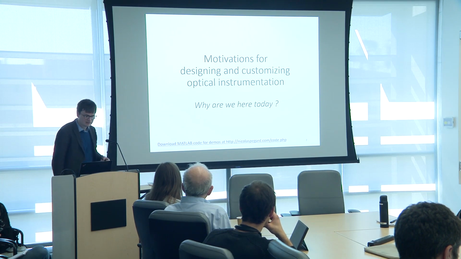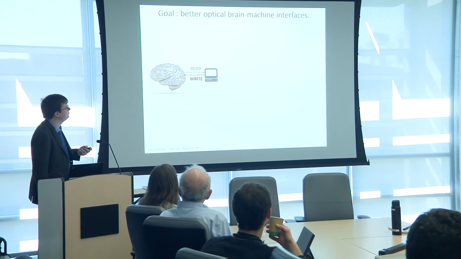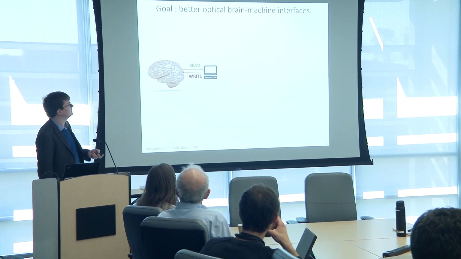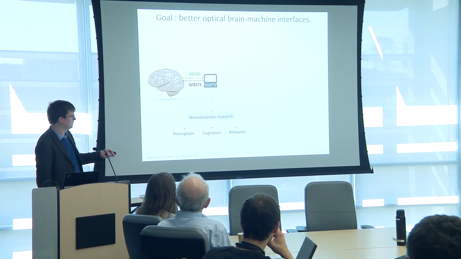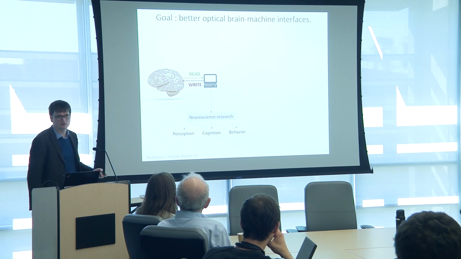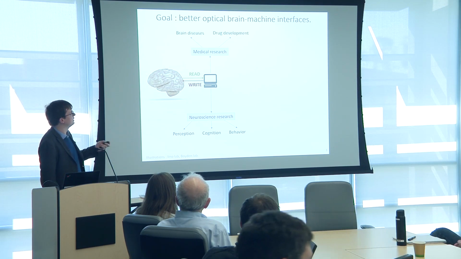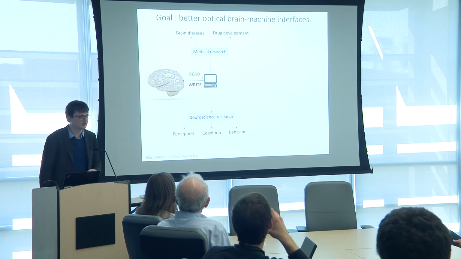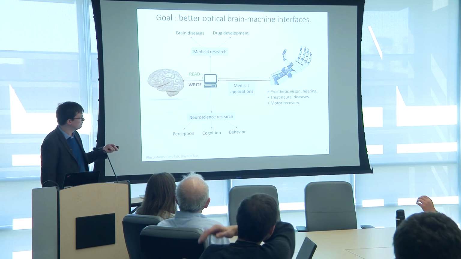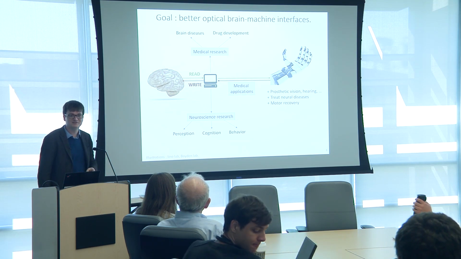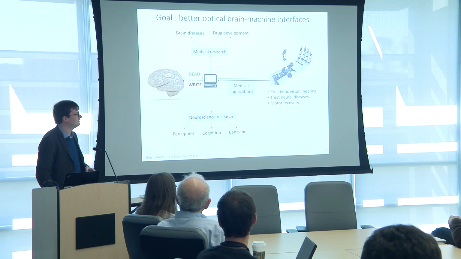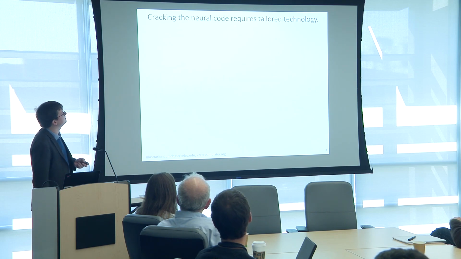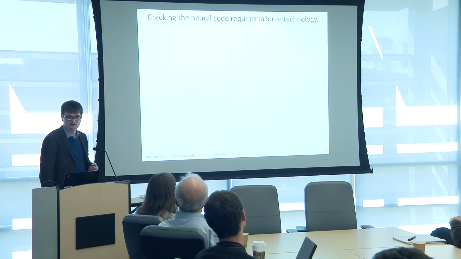I'll show some results. So why are we here today is to build better optical brain-machine interfaces. And the idea is that we would like a device that can read and write into the brain. It's important for our line of work, neuroscience research, to understand how the brain works, what it does. It's interesting for medical research. That's how we get money. We apply for grants and we say we're going to solve brain disease and find better drugs. And more importantly, that's really our dream. We would like to connect the brain to enhanced prosthetic devices and give functionality to devices that can be grafted directly onto the brain.